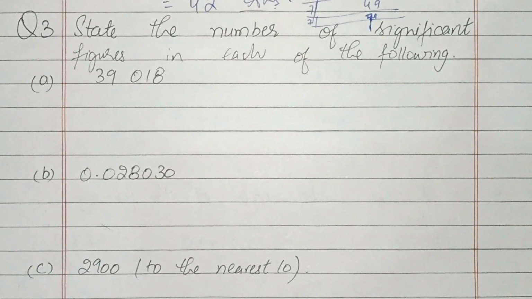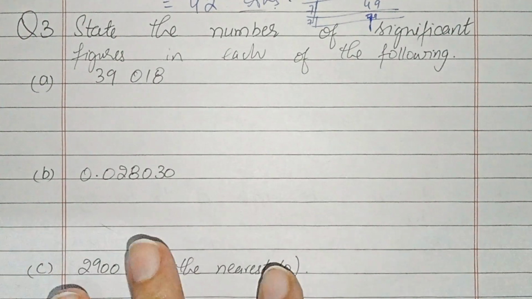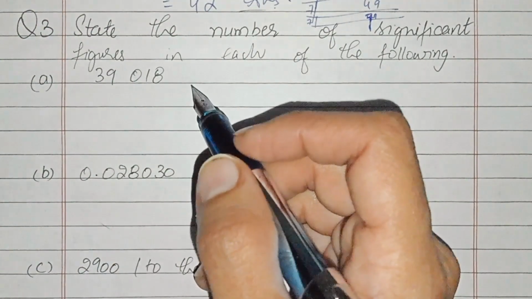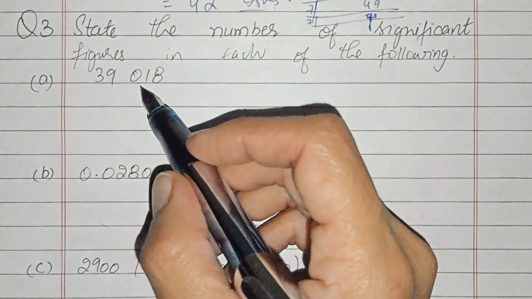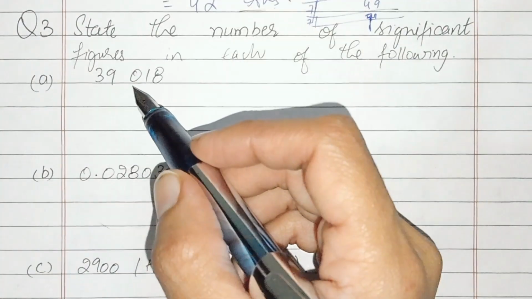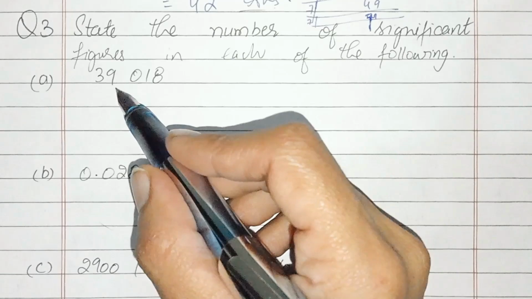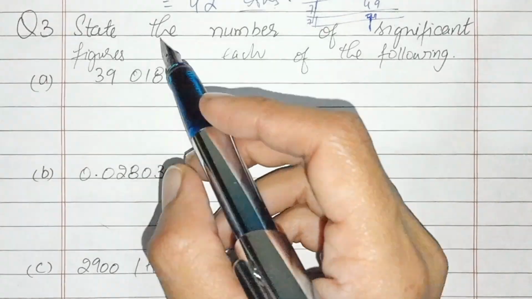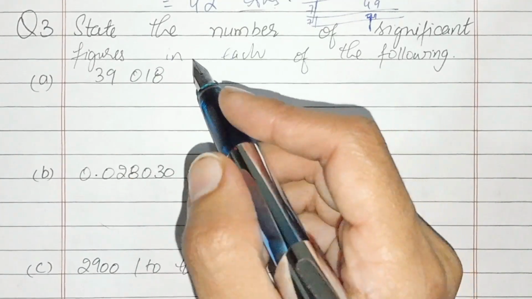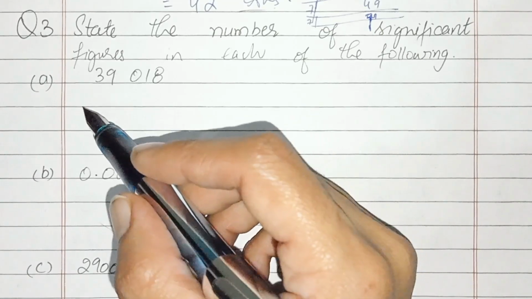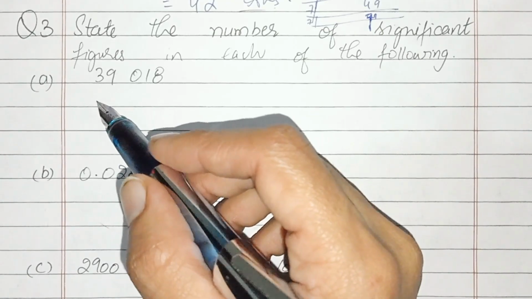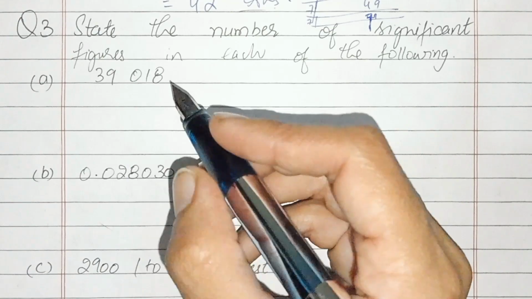Now students, question number 3: state the number of significant figures in each of the following. We have to write the significant figures in this value. Significant figures are those figures which are valuable figures, and all the zeros which are in between the digits are significant, and in the end this is also significant, but in the start of this value the zero is not a significant figure.